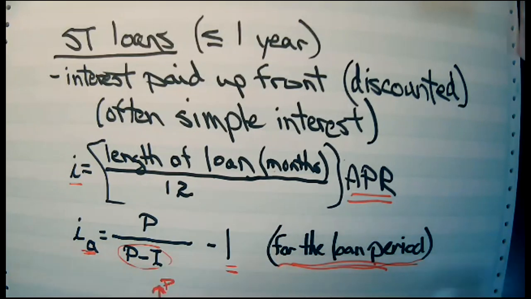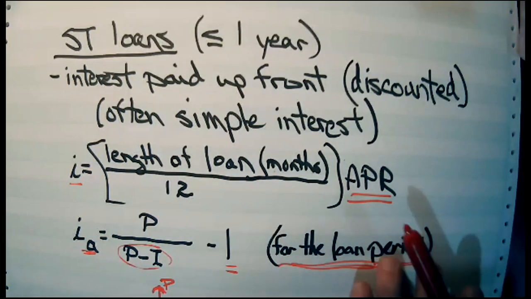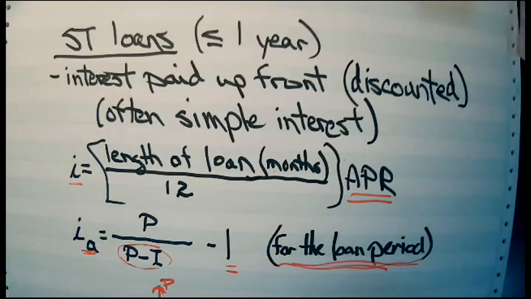And then if you want to find the APY, or the annual percent yield, the effective interest rate annually, we can find that too, and we will when we look at the example problem. So it's 8:46. We're going to do an example problem, but let's take a short break, and we'll come back and work an example short-term loan problem.